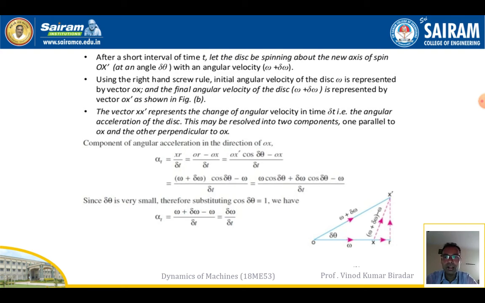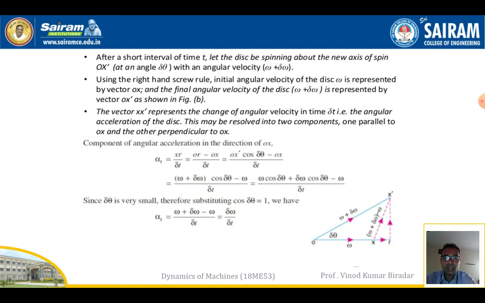Okay, so the component of angular acceleration in the direction of OX, we know that alpha t is equal to xr over delta t. So here the length of xr is to be taken as or minus ox divided by delta t. So or is nothing but ox dash cos delta theta minus ox divided by delta t. Okay, so here again (omega plus delta omega) cos delta theta minus omega, divided by delta t. So again you simplify this, so you are going to get omega cos delta theta plus delta omega cos delta theta minus omega divided by delta t.